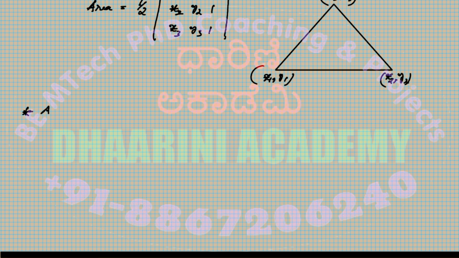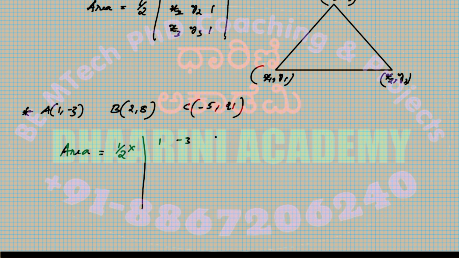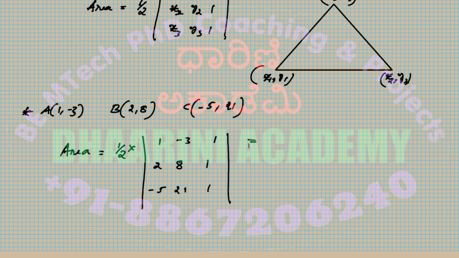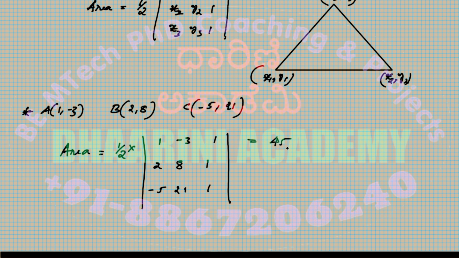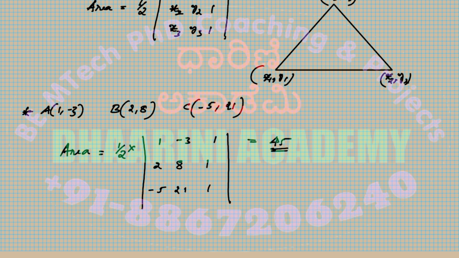The vertices of a triangle are given by the point A, 1 comma minus 3, the point B is 2 comma 8 and C is minus 5 comma 21. Find the area of the triangle. So what we have to calculate, area is equal to half multiplied by the determinant 1, minus 3, 1, 2, 8, 1, minus 5, 21, 1. So this comes to be 45.